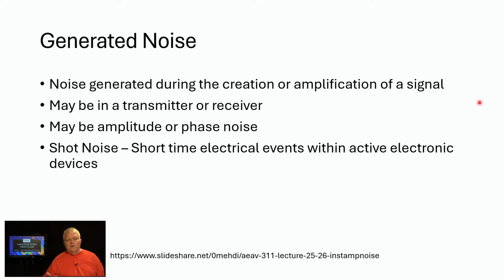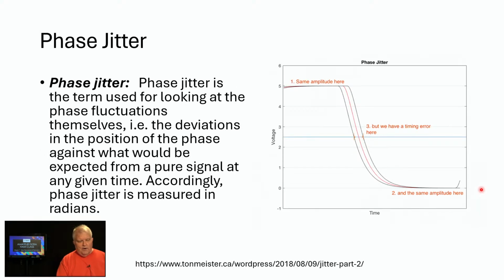And generated noise can be in a transmitter, or it can be in a receiver. And it can be amplitude or phase noise, or even something called shot noise, which you'll know when you hear it. It goes pop, pop, pop, pop, pop, pop, pop. That's shot noise. Phase noise is something you more have to see, but it's a kind of jitter in a signal that you expect to be in a certain spot at a certain time.